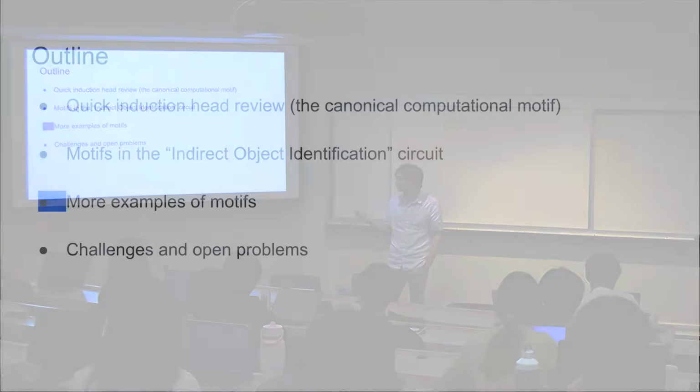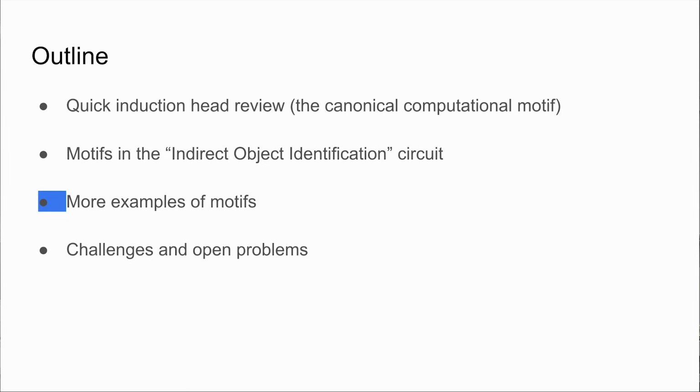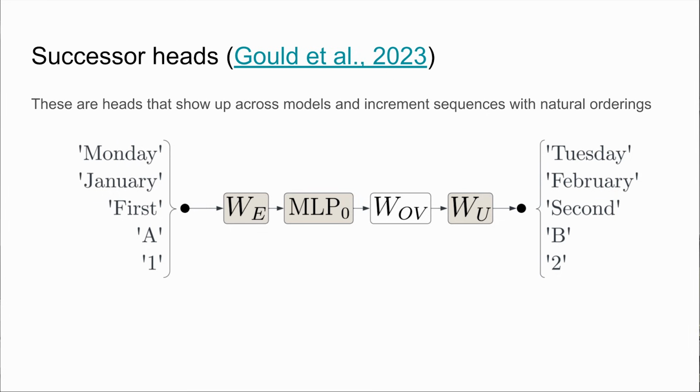So I'm going to quickly go over some other examples of interesting computational motifs that models learn. I just think it's really cool that language models learn these really rich structures at all from unsupervised data, and without any explicit inductive bias to do that.